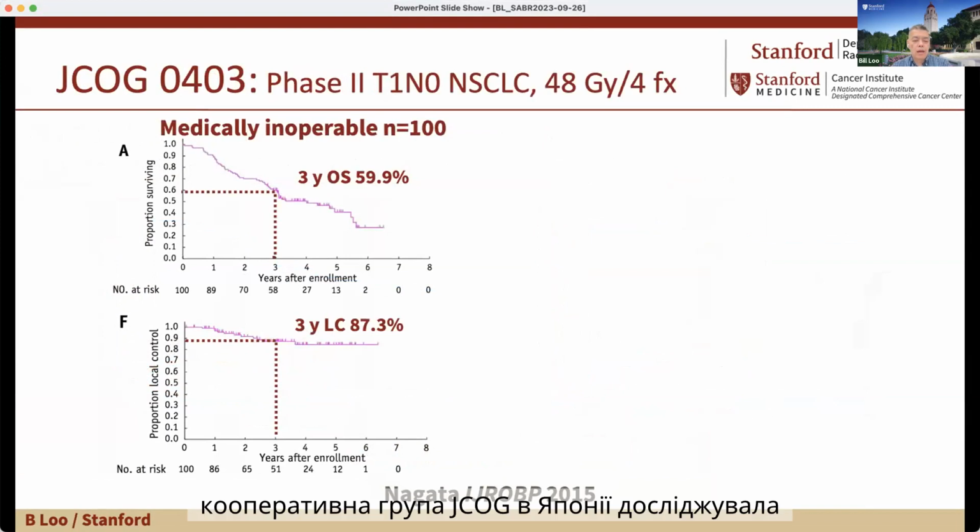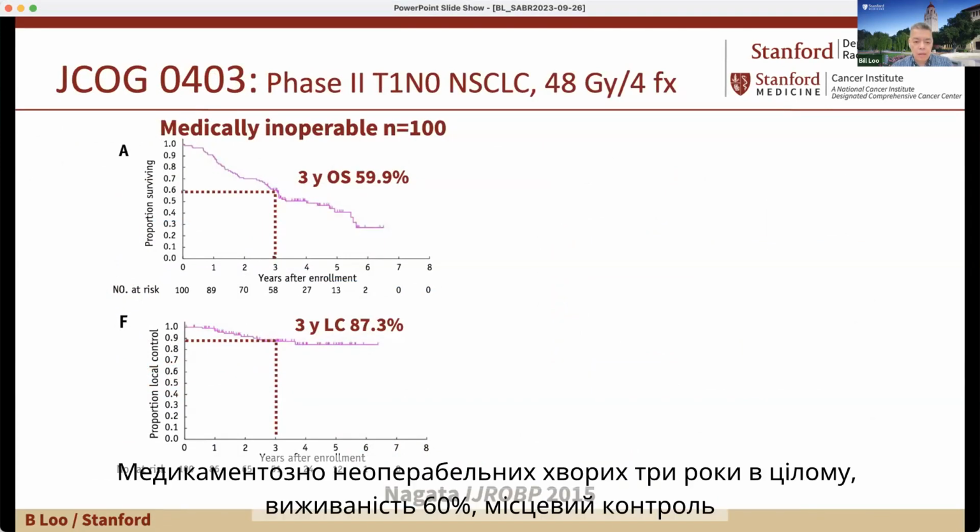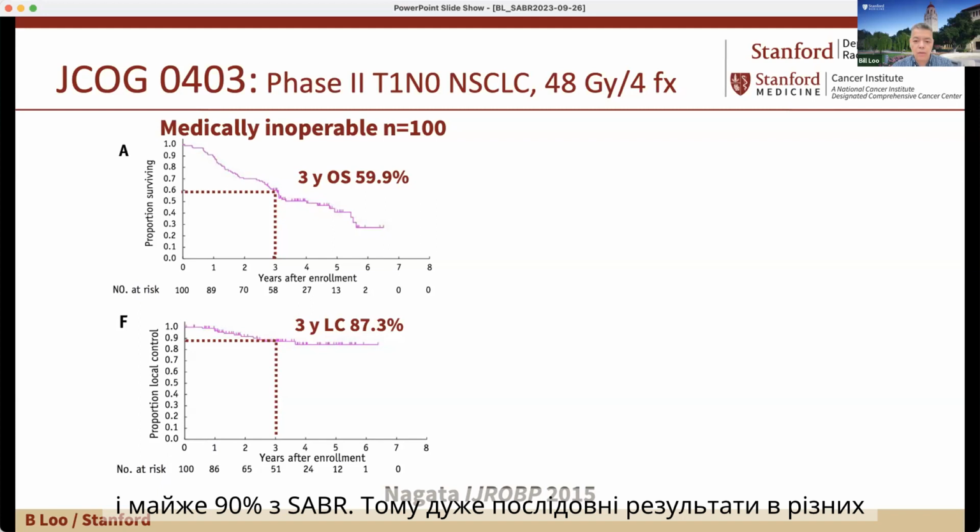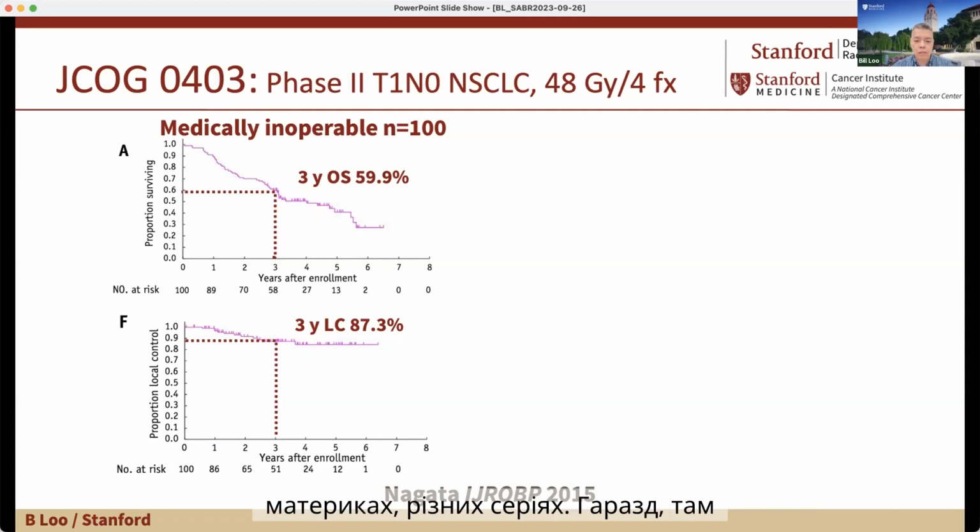And again, the JCOG cooperative group in Japan, medically inoperable patients, 3-year overall survival 60%, local control nearly 90% with SABR. So very consistent results in different continents, different series.